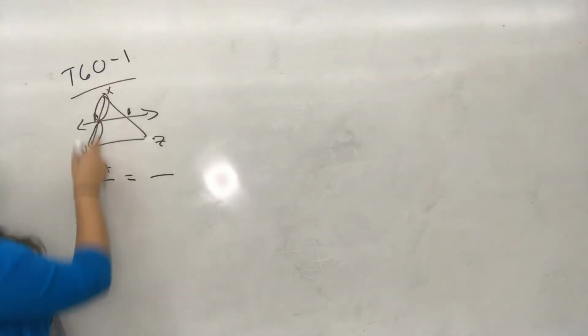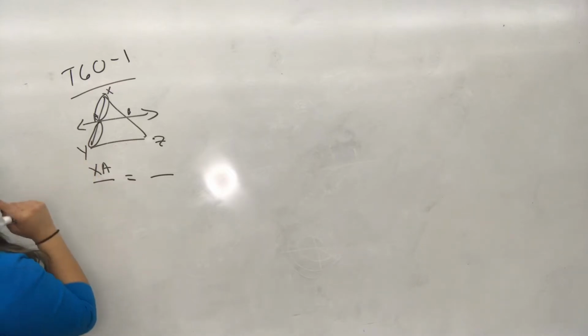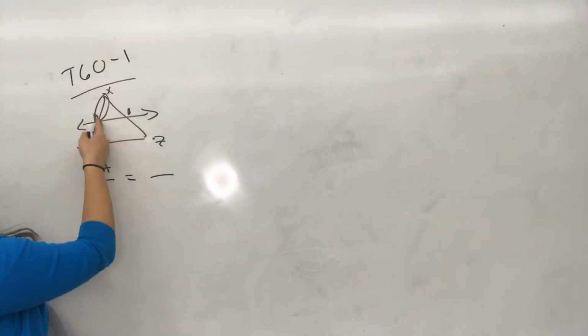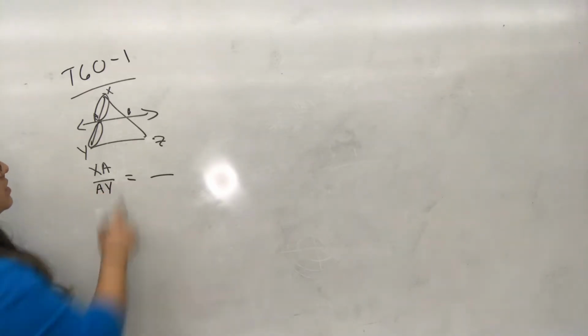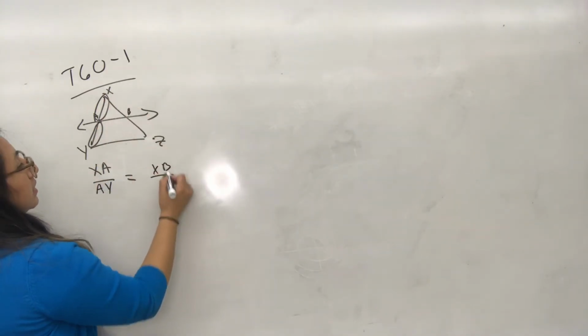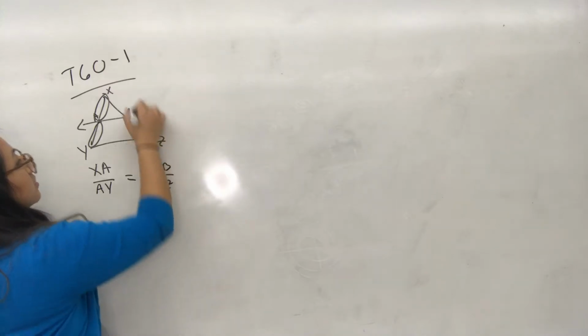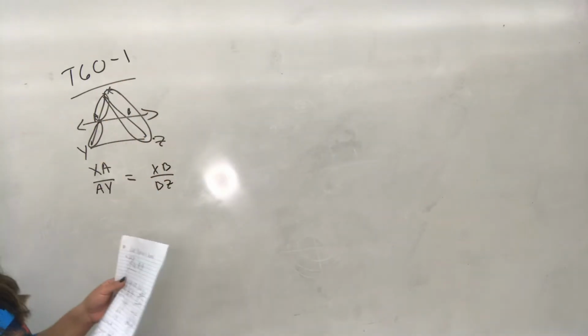And the first part of this fraction is always going to be one side of the triangle. So this is XA, and this is going to be AY. Next one is going to be XB and BZ. So it's one part compared to the other part of the triangle.